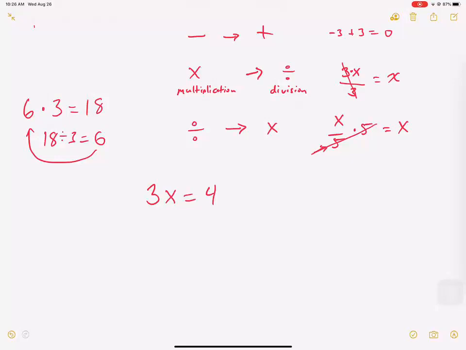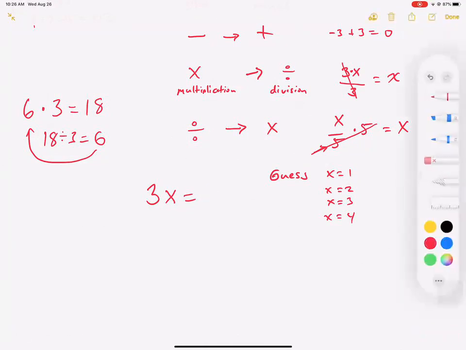So one thing we could do is we could just start guessing. We can guess x is 1, x is 2, x is 3, and x is 4. And that's how a lot of us do this. We just guess really quickly though. We're like, okay, 3 times 3 is 9, darn it. Oops, I made a mistake here. I wrote this wrong. I think I wrote the answer.